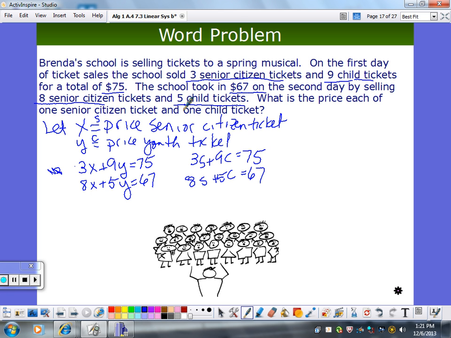And then you use what you know. The first day, 3 senior citizen tickets. So 3 times what those tickets cost, plus 9 times what the child ticket costs, equals $75. That's the information from the first day. Then you look at the second day. Now they mixed up the words a little bit. You read the whole sentence. They made $67 that day. How did they make $67? 8 of these senior citizen tickets and 5 of these child or youth tickets. So 8 times the price of a senior citizen, I'll use yours, plus 5 times the price of a child was the 67.